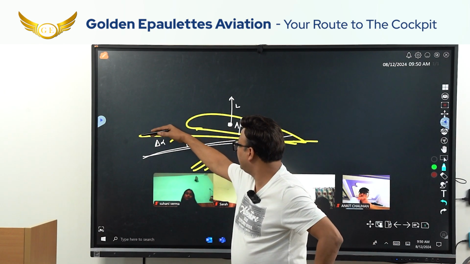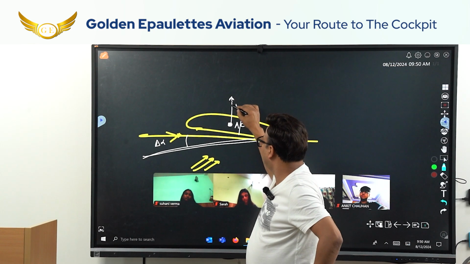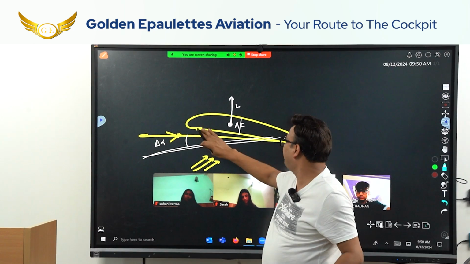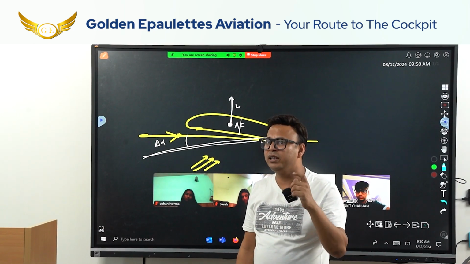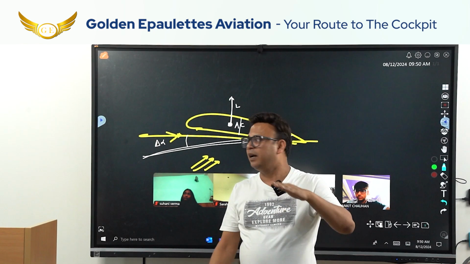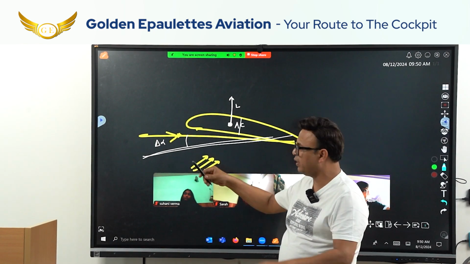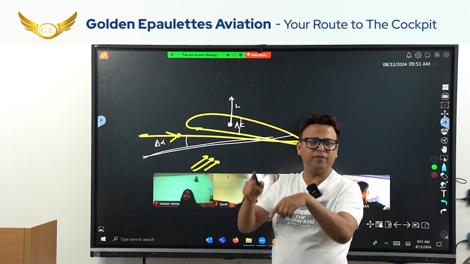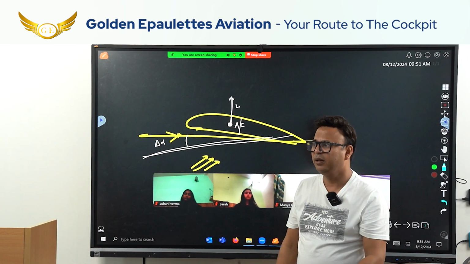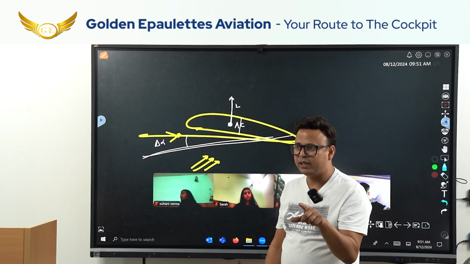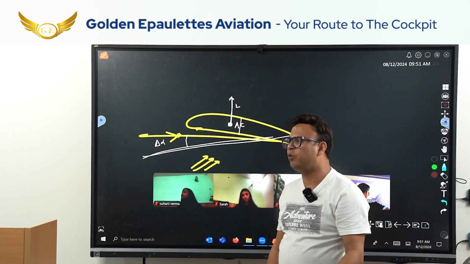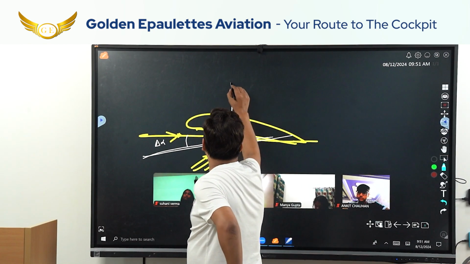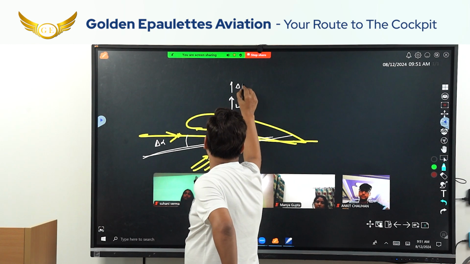Earlier, when I was flying straight and level this way, my lift was this much. When this vertical gust hits us, the angle of attack has increased. What will happen to the lift? The vertical gust came from here and increased your angle of attack. So what will happen to lift? Lift will change, and the change in lift takes place at the aerodynamic center. So let's say this is your change in lift, delta L.